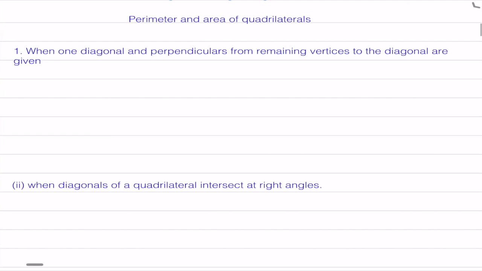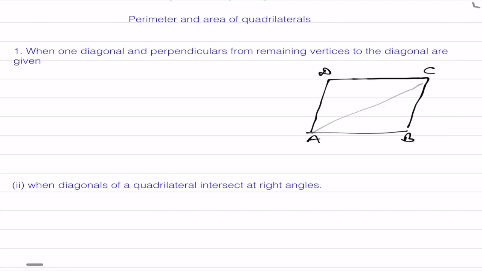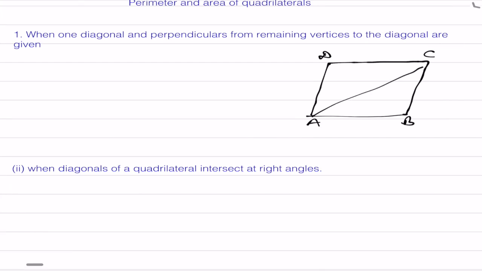Now see, the first formula is the area of the quadrilateral when one diagonal and the perpendiculars from the remaining vertices to the diagonal are given. Suppose we have a quadrilateral ABCD. The formula is when one diagonal is given. Suppose the diagonal AC is given and the perpendiculars from the remaining vertices to this diagonal are also given. Now two vertices are B and D which are left. So the perpendiculars drawn from these two vertices on this diagonal. If the question is like this, then we will use the formula.